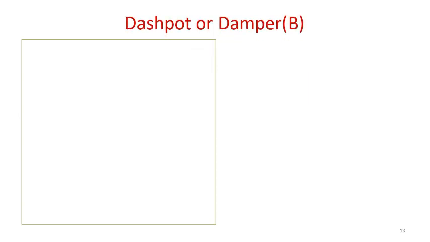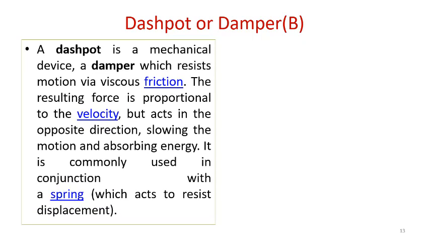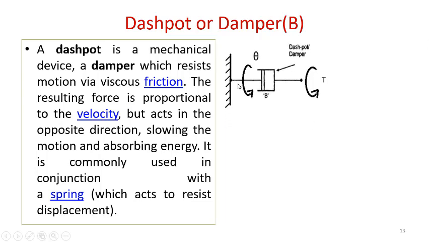We will discuss the dashpot or a damper. A dashpot is a mechanical device. A damper or a dashpot is one which resists the motion via viscous friction. So here we can see the schematic diagram of a dashpot. This is how we draw the dashpot, and it is represented by B. In this figure we can see one end of the dashpot fixed, the other end is free to rotate.